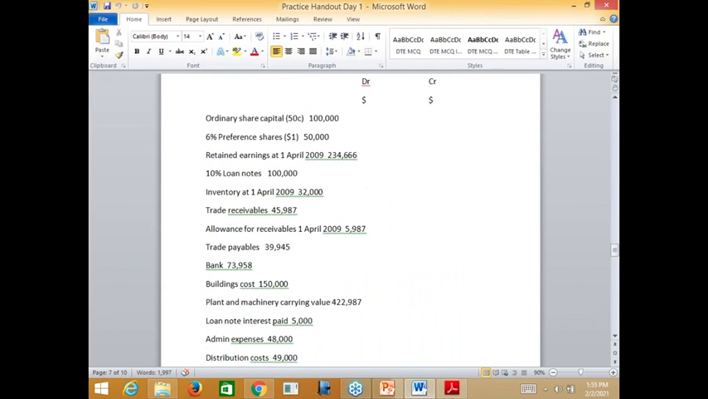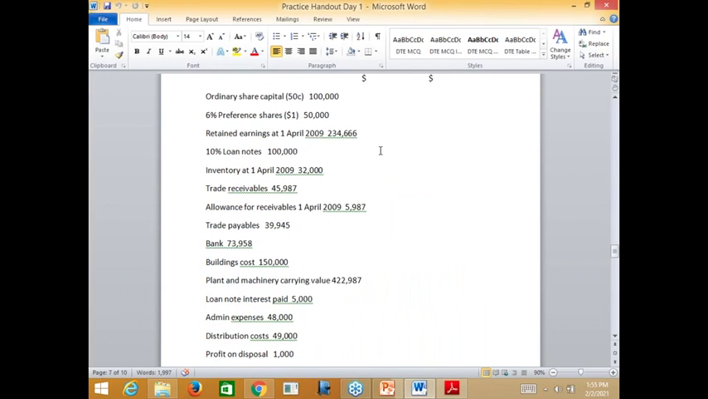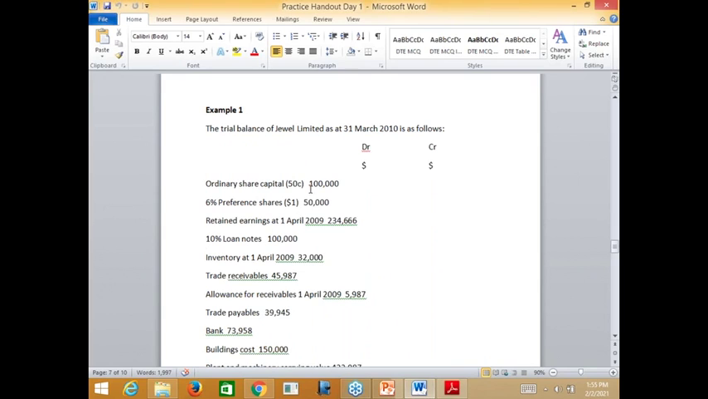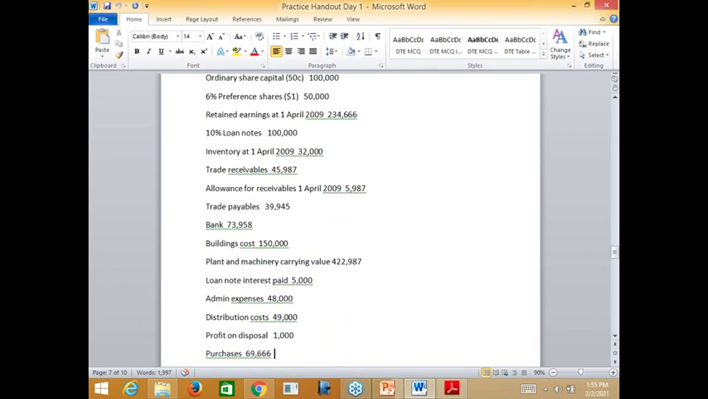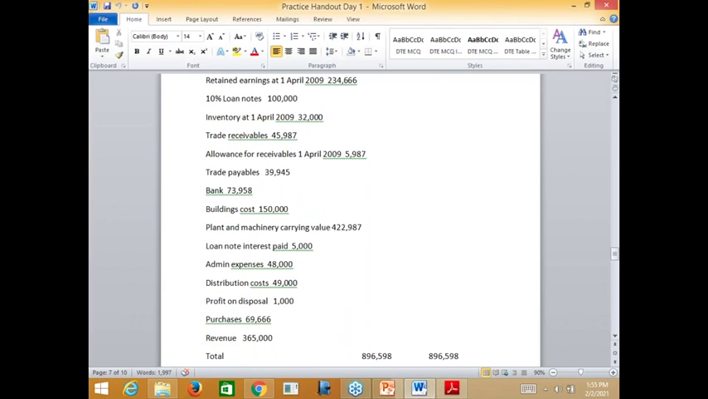Now, first, I'm giving you an assignment. The amounts of the relevant heads are not placed on the debit or credit side, so you are required to place them first in the trial balance. Like share capital, should it be reported in the trial balance on the debit or credit side? All of you are required to tell me which part will come on the debit side and which part will come on the credit side.